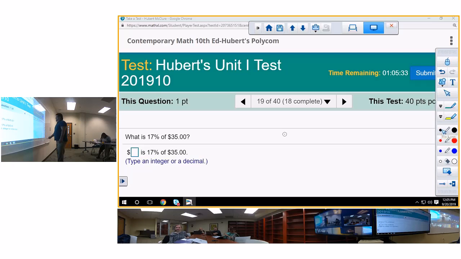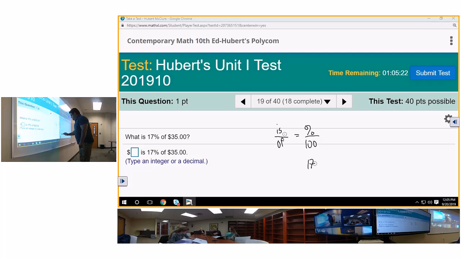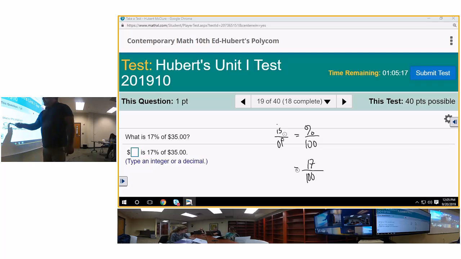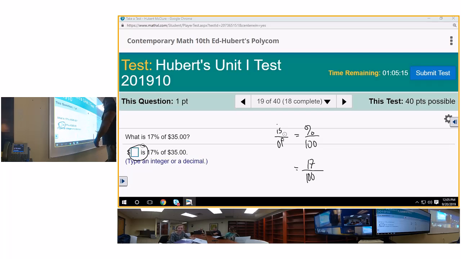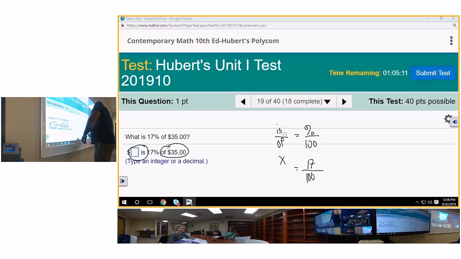Okay, here we go. Is over 100. Well, I'll do the percent for you. That's 17. Okay, is X of 35.